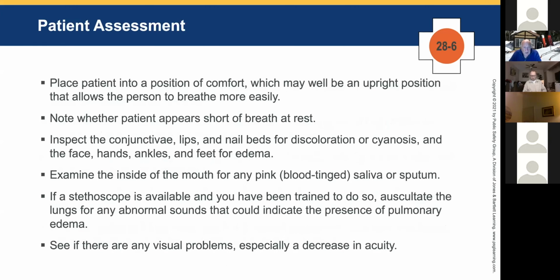All right, you want to place the patient in a position of comfort, which may well be an upright position. See if they're short of breath at rest. You're looking at the lips, the gums, and nail beds for discoloration or cyanosis. You're looking at the face, hands, ankles, and feet for swelling, edema. Examine the inside of the mouth for any pink, blood-tinged saliva or sputum. That's what we're talking about with the HAPE. If a stethoscope is available and you are trained, listen to the lungs for abnormal sounds that could indicate the presence of pulmonary edema, and see if there are any visual problems, especially a decrease in acuity.